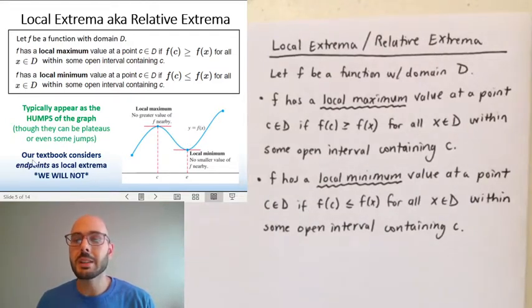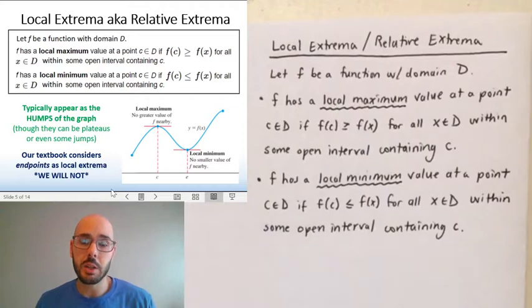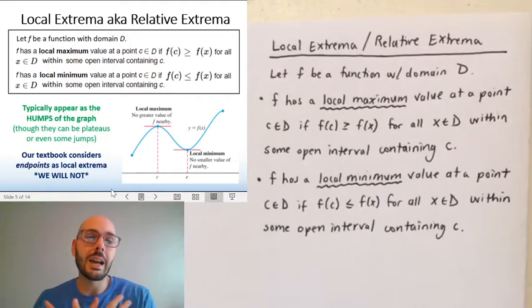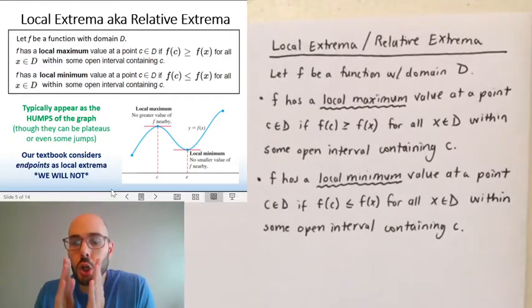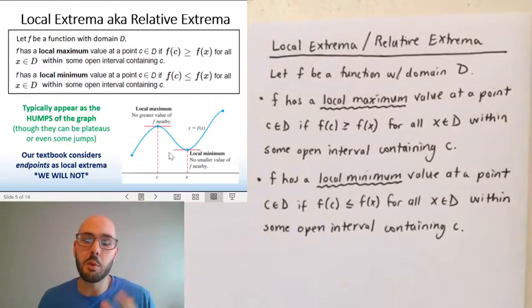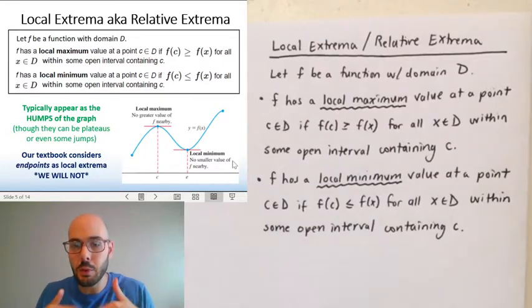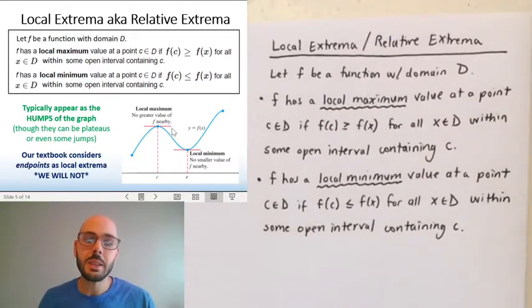Also, I will say something about our textbook. Our textbook does consider endpoints as local extrema, but I've mentioned that we do not do that, and this shouldn't cause any issues in terms of doing your homework. But if you read the textbook, it will tell you that endpoints can be local extrema, but we will not interpret it that way. So local mins and maxes can only be internal points. What I mean by that is they can't be the endpoints where a graph begins or ends. It has to be inside points, something inside of the curve, as illustrated by this picture here on the slide.